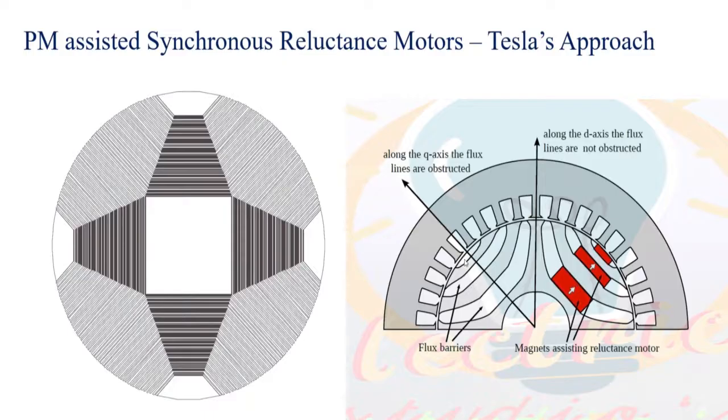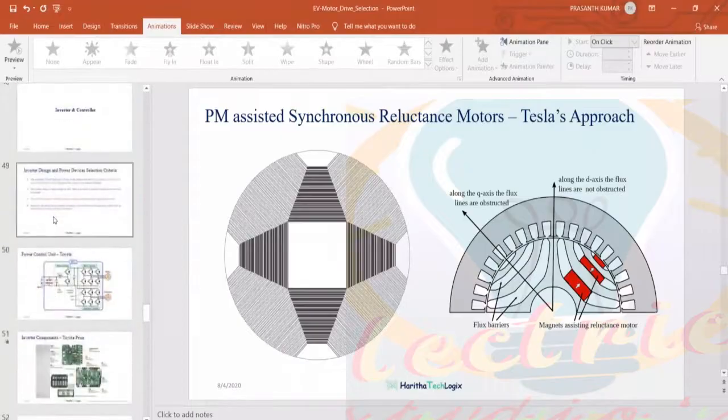Once Tesla finds a way to increase these barriers, then they will completely remove the permanent magnets on the rotor side. You don't need any permanent magnets inside that motor. So with the synchronous reluctance motor, the problem is in their construction and manufacturing. I believe it will take a lot of time to reach a stage where the manufacturing capability is there.